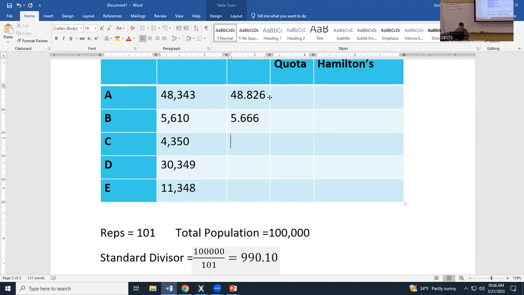4350 divided by 990.10 is 4.393. 30,349 divided by 990.10 is 30.652.